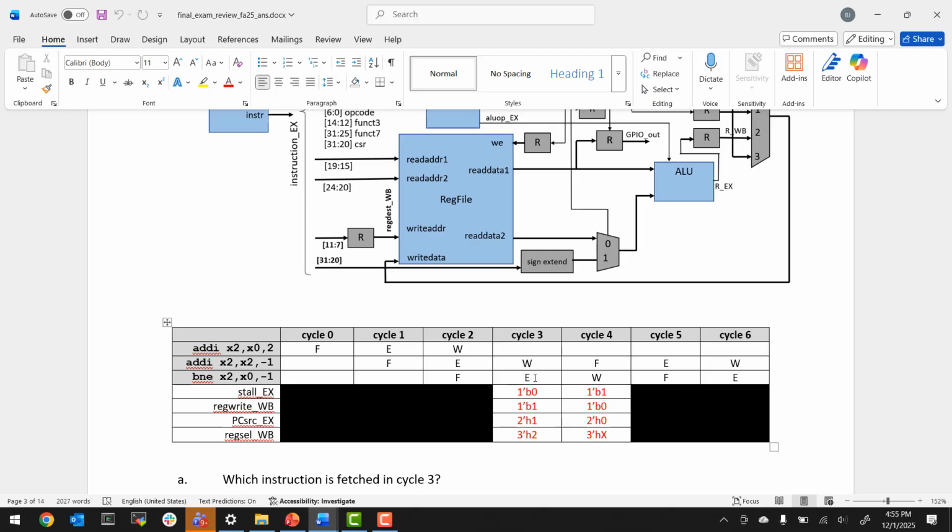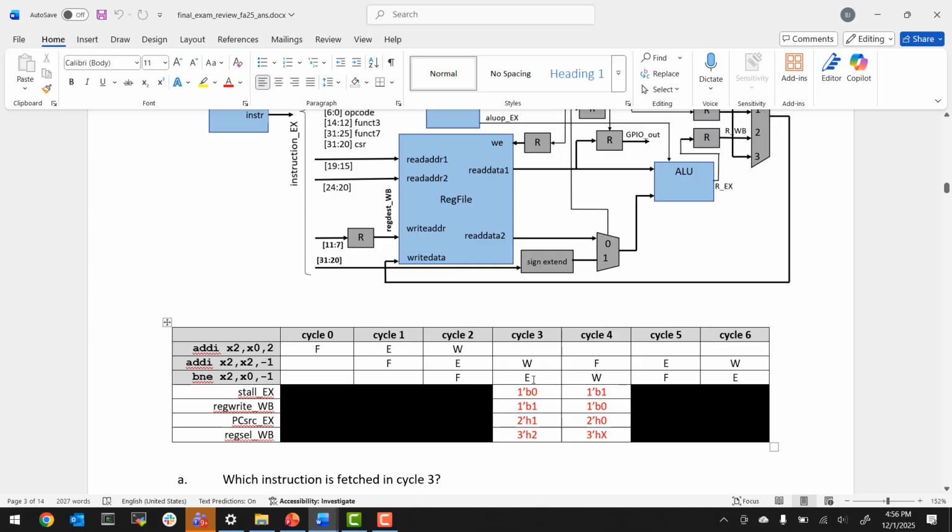So you can't fetch the second instruction until the cycle after the branch was in execute, right? So in cycle 3, the branch was executing. In cycle 4, we fetch the target, right? Is that right? Yes, because you'd end up with a bubble there.